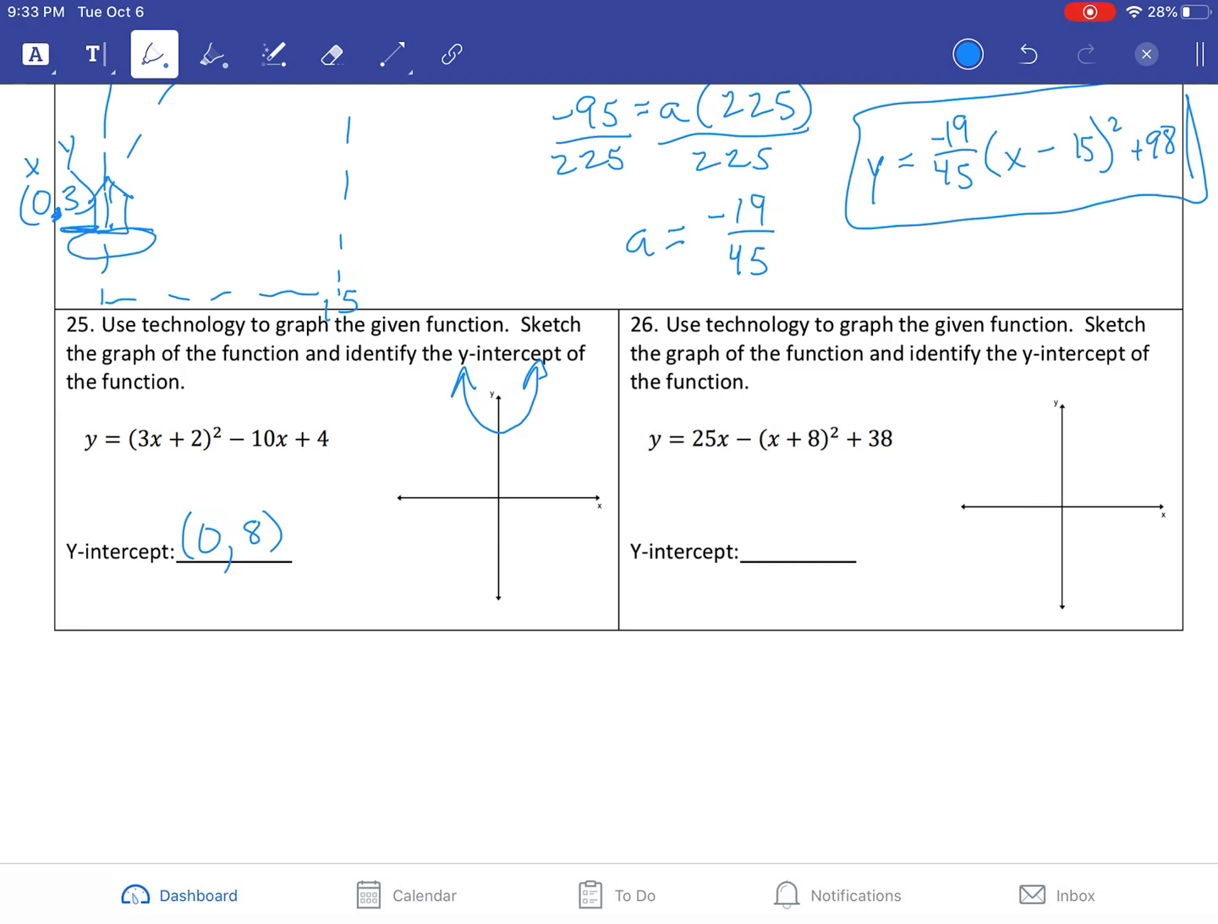For 26, do the same exact thing. You've got to change out the equation. We have 25x minus parentheses x plus 8, close parentheses, quantity squared, plus 38. I'm going to graph it real quick to see what it looks like. It looks like this. We do second and graph to get the table. Look at where 0 is in the first column under x. It is 0, negative 26.